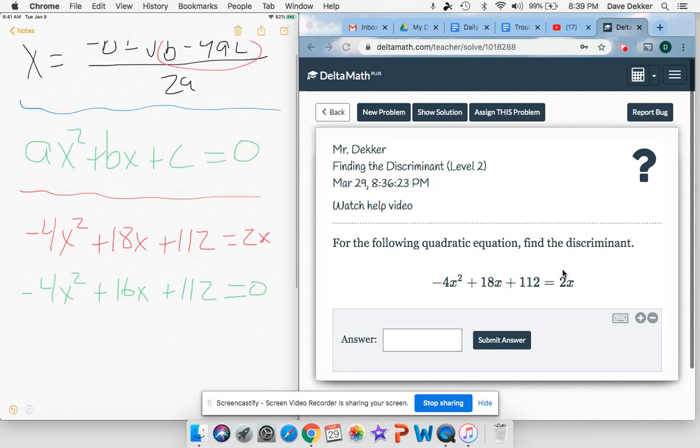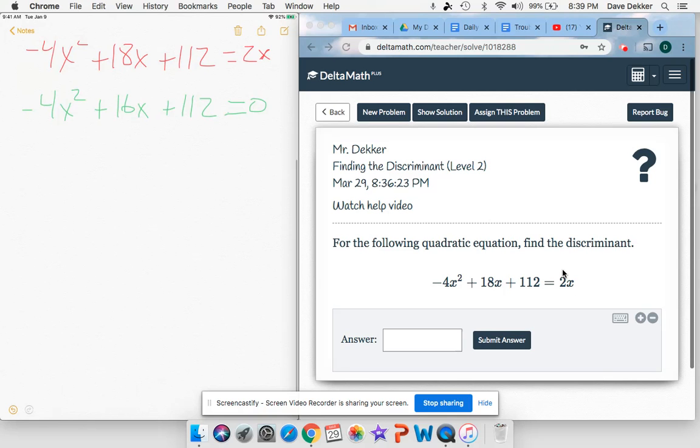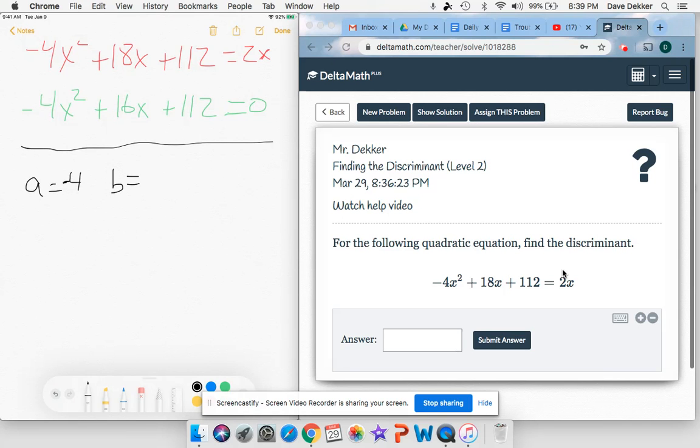Okay, we're going to bring this up a little bit to the top. Now I know what A is: negative 4. I know that B is 16, and I know that C is 112. I need to plug that into the stuff that's under the square root of that quadratic formula. That is B squared minus 4 times A times C, so that's what I'm going to plug it into.